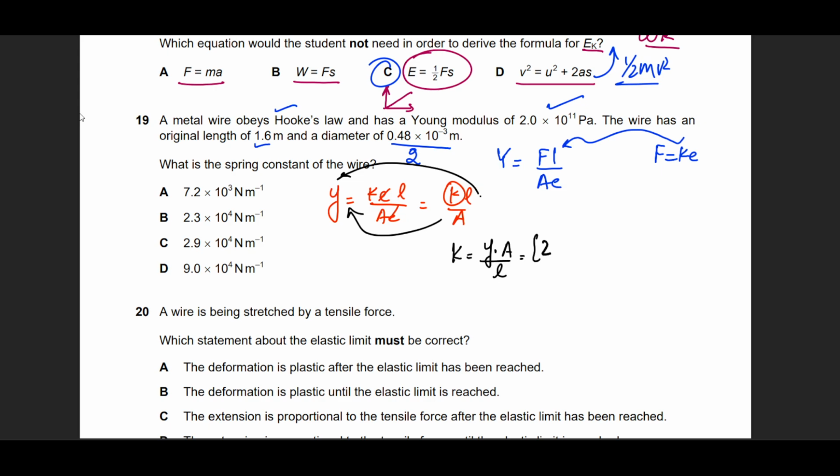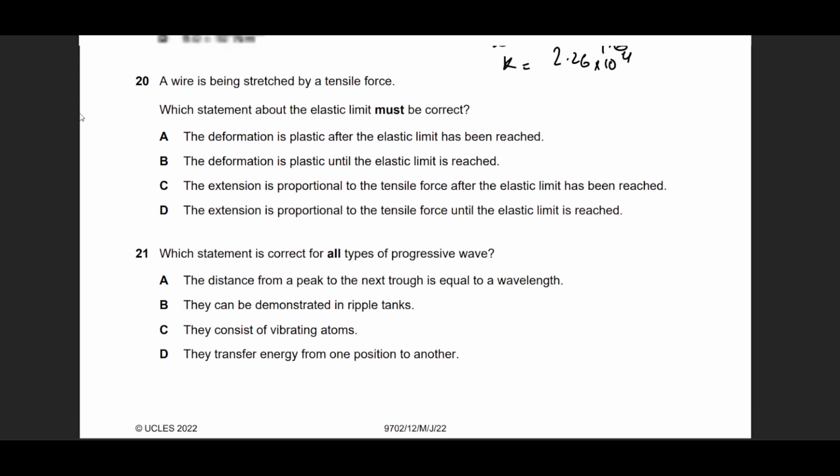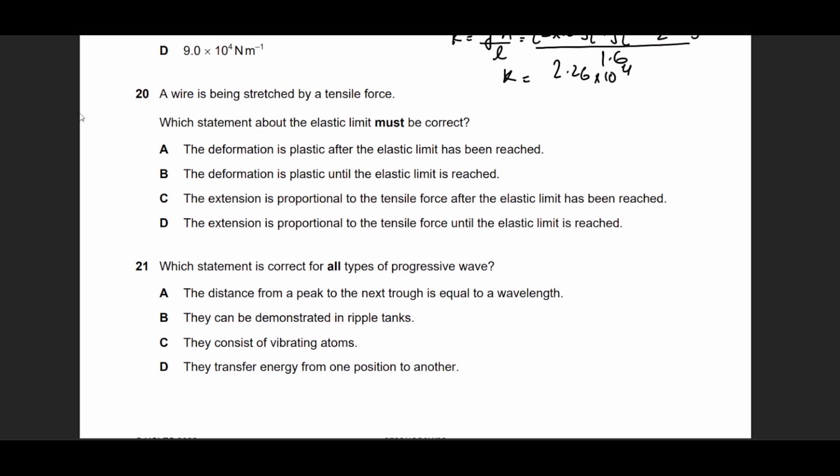Let's replace the values, which is 2 into 10 raised to the power 11. Cross-sectional area will be pi r square. The diameter is given to us, which is 0.48 into 10 raised to the power minus 2, divided by 2, whole square, divided by length, which is 1.6 given to us over here. So K comes out as 2.26 into 10 raised to the power 4. Yeah, so that is going to be option B.